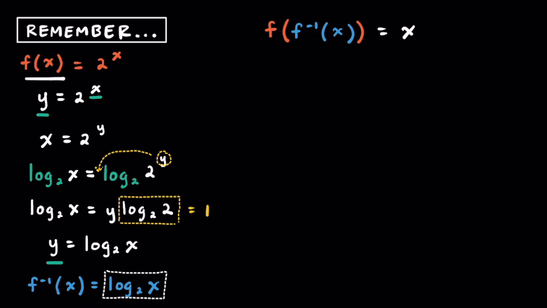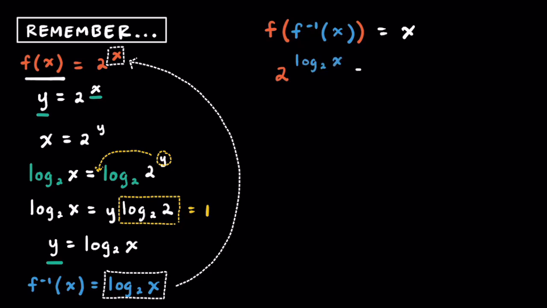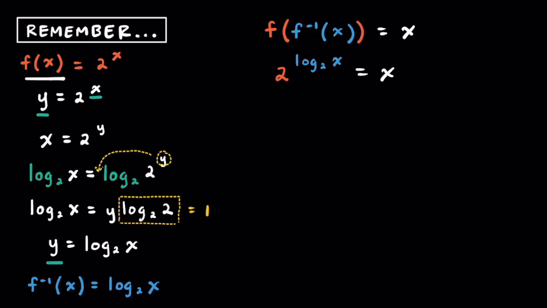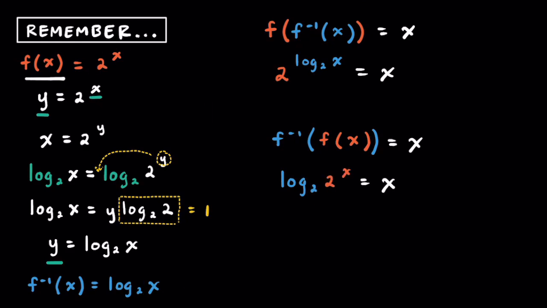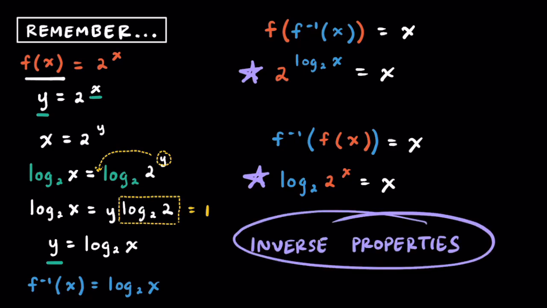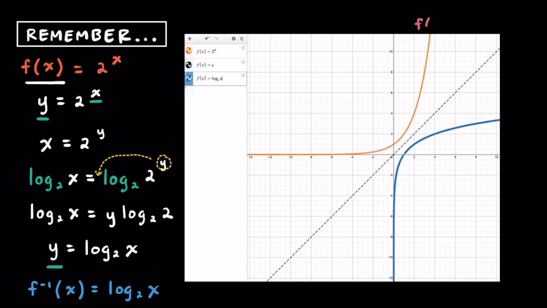Substituting in log base 2 of x in for x, we can now write 2 to the log base 2 of x is equal to x. In a little bit, we'll go over this in more detail, as this is one of the inverse properties. That being said, substituting in f of x in for the x in f inverse of x, we should be able to write log base 2 of 2 to the x power is also equal to x. Hopefully these were good refreshers to remind you how inverse functions work and how we can apply these to inverse properties of logarithms. Let's look at this visually now on a graph.